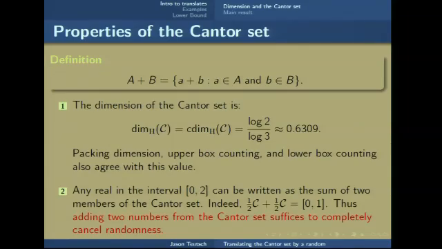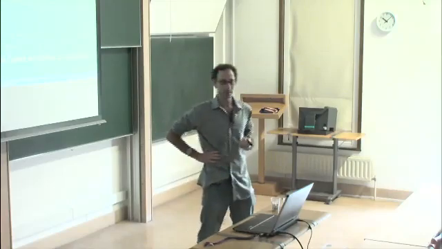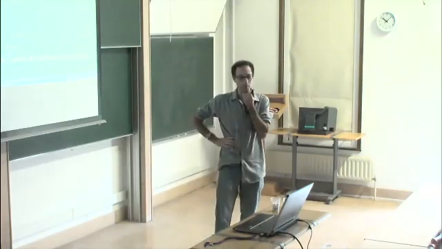Okay, so the dimension of the Cantor set: it doesn't seem to matter too much which notion of dimension you use to calculate it. The packing dimension, upper box counting, lower box counting, constructive Hausdorff dimension, they all give you log 2 over log 3. So that's a magic number. Another fact about the Cantor set, which is useful here, is that any real in the interval [0, 2] can be written as the sum of two members of the Cantor set.